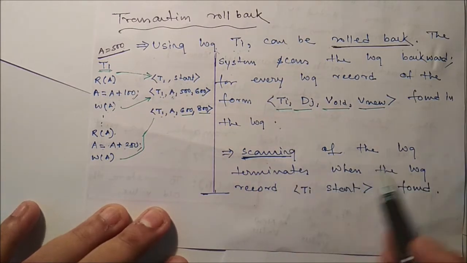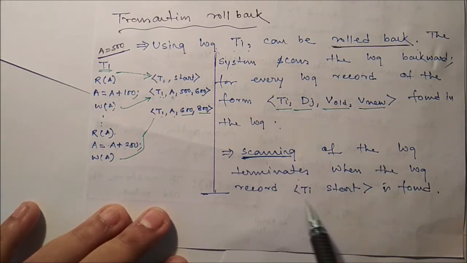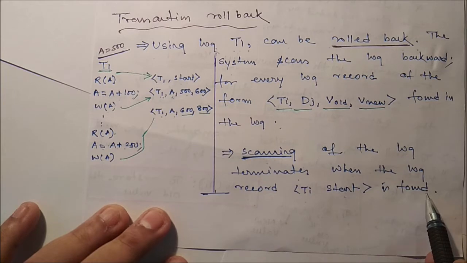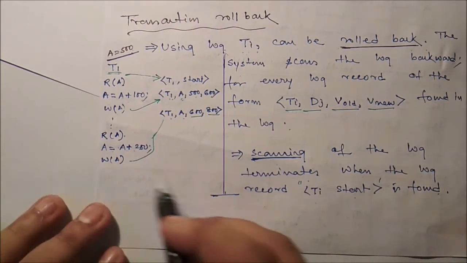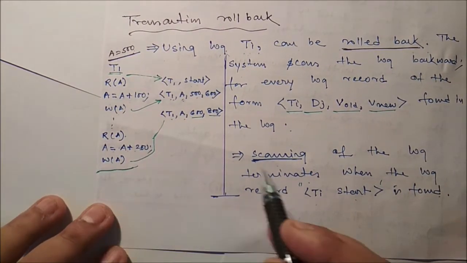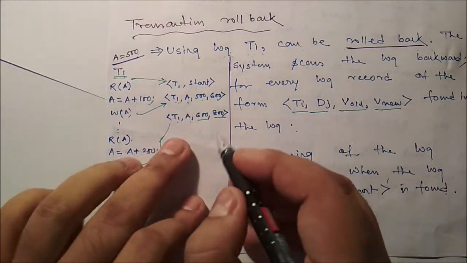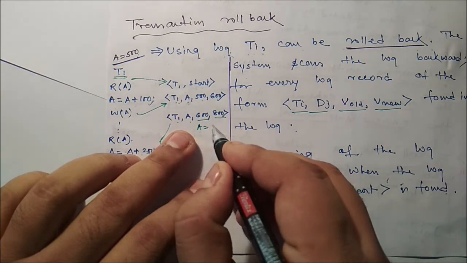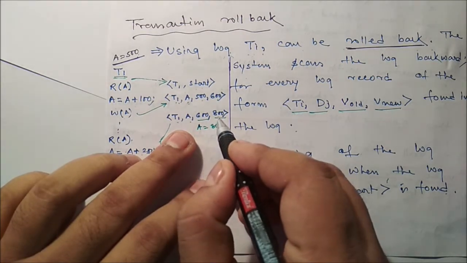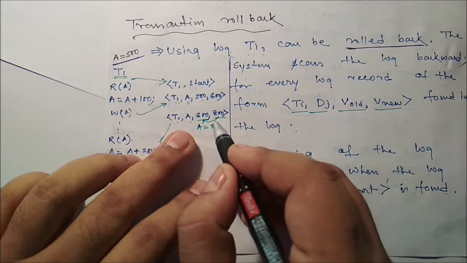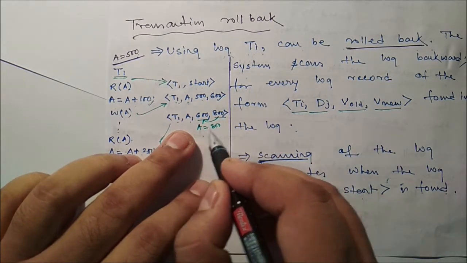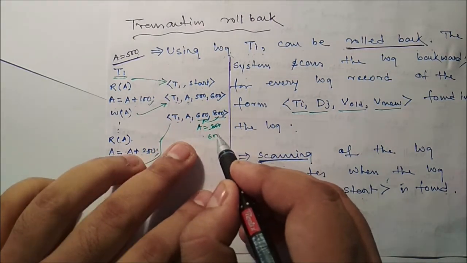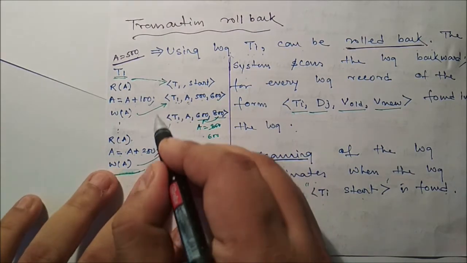Scanning of the log terminates when the log record Ti start is found. That means, suppose a failure occurs here. If failures occur, then what will it do? What about that A value here? In that case, the A value is 800. We have to replace it with this particular 600. So now it should be 600. Now it will check backward.